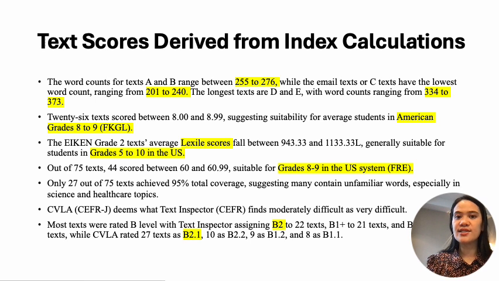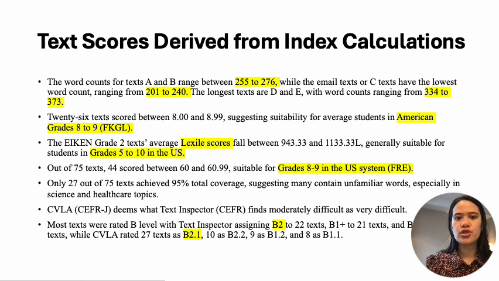The longest texts are D and E with 334 to 373 words. Therefore, we can hypothesize that they are the most difficult texts. In terms of Flesch-Kincaid grade levels, the texts are appropriate for grades 8 to 9 in the US school system. Lexile scores are suitable for grades 5 up to 10. Because of these results, we can tell that Lexile and Flesch-Kincaid agree at some level.